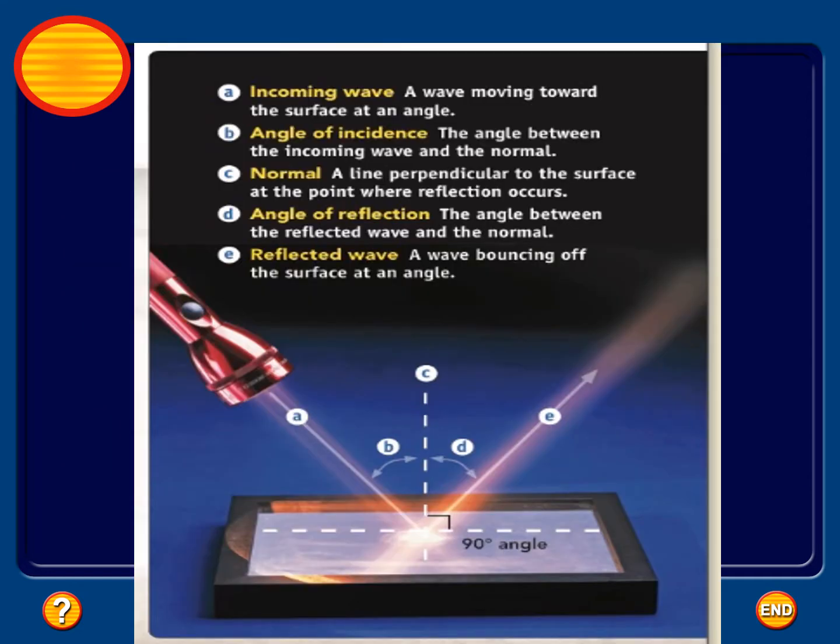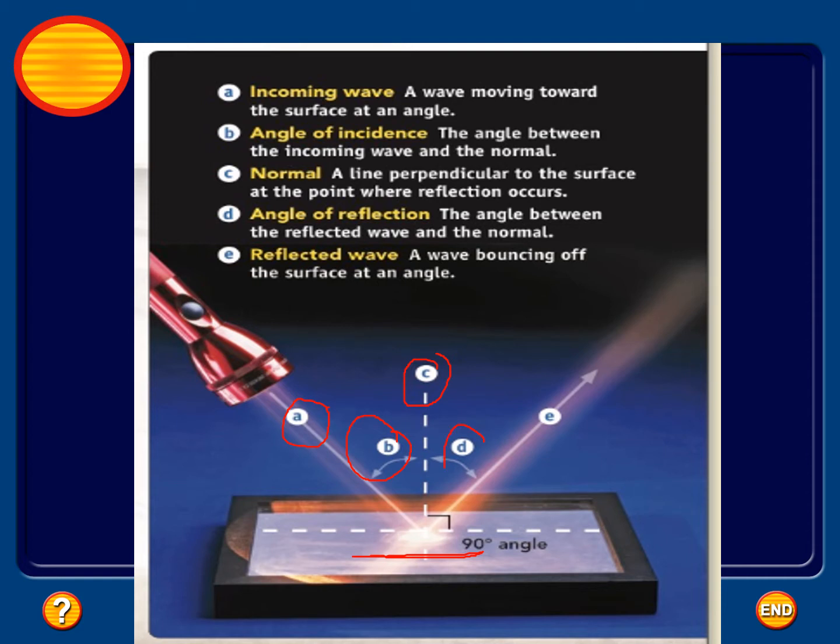To summarize, look at this picture. This one is letter A. This is the incoming wave, a wave moving toward the surface at an angle. So this is the surface. And this is B. This is the angle of incidence, the angle between the incoming wave and the normal. And this one, letter C, is the normal. It is a line perpendicular to the surface at the point where reflection occurs.